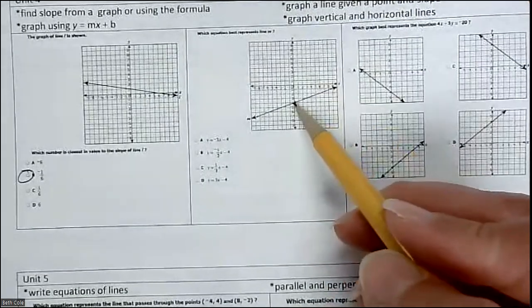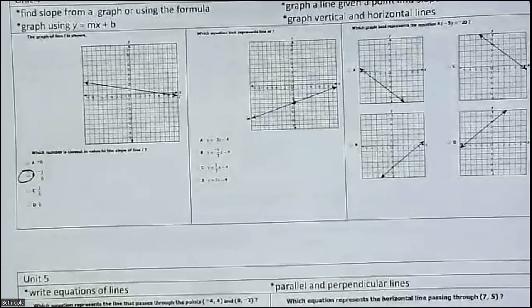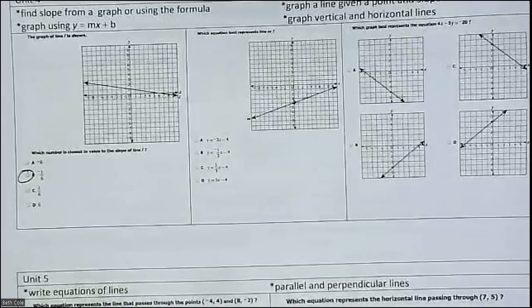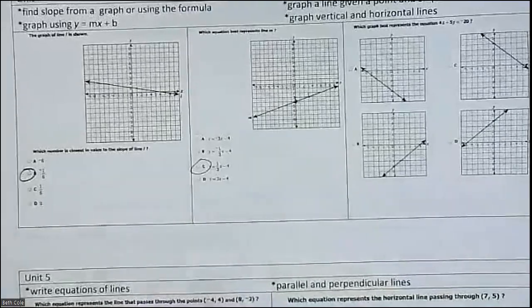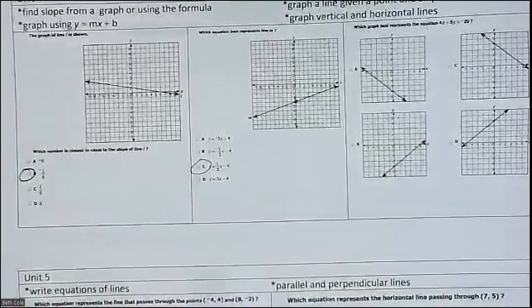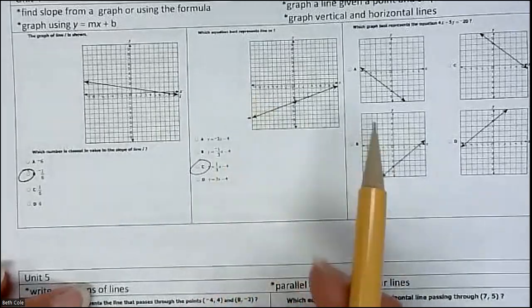It looks like it goes up 1, right 3. So up 1, right 3 would be a 1/3 slope. Which one has the 1/3? 1/3. C. That one had a -1/3. Yeah, that was. So if it was the -1/3, the line would be going downwards instead of upwards.